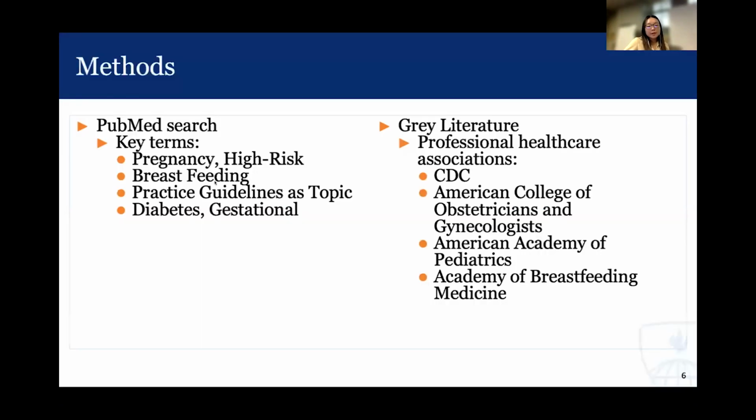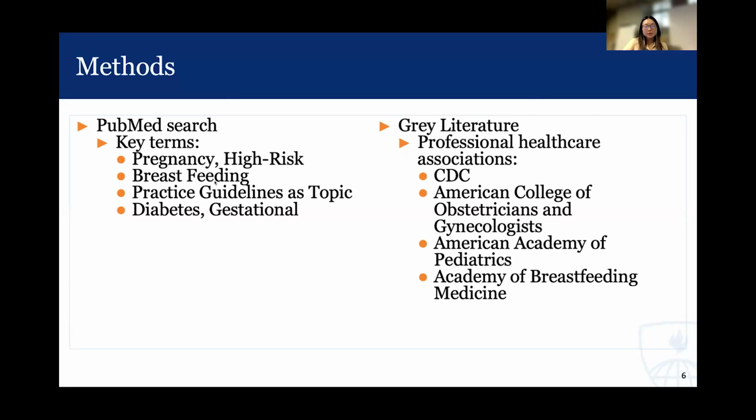So in terms of the method for this scoping review, I followed the PRISMA scoping review checklist. First I started off by searching PubMed, and I used key terms like pregnancy high risk, breastfeeding, practice guidelines as a topic, diabetes gestational. I know they seem a little funny on the screen in the way that they're written, but this is the way that you would format it to search on PubMed. And then specific search strategies were also created with the help of the library informationist.